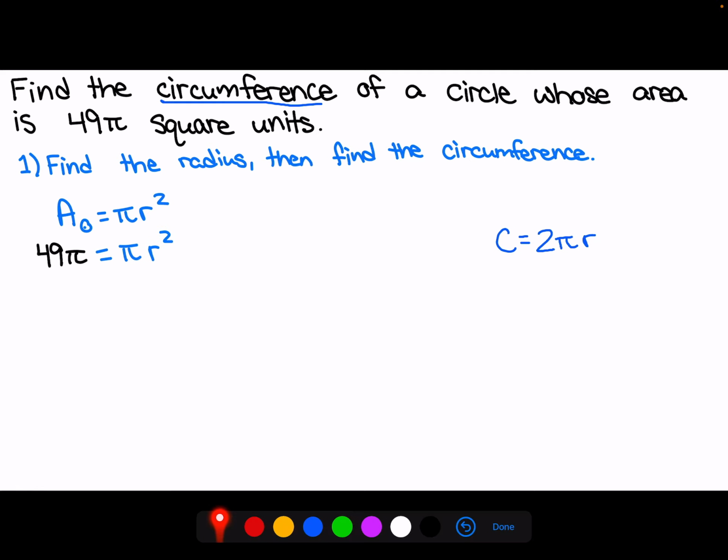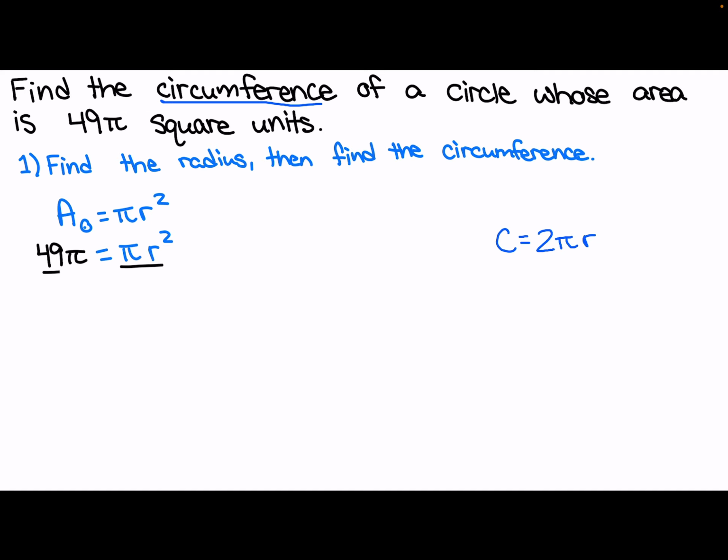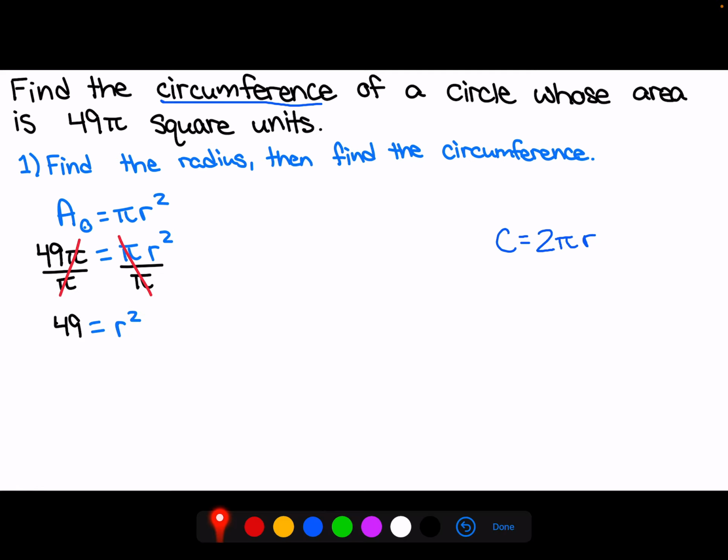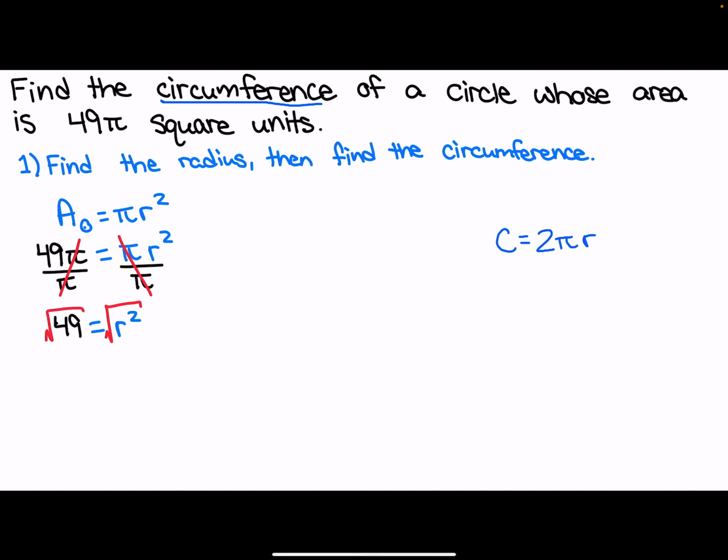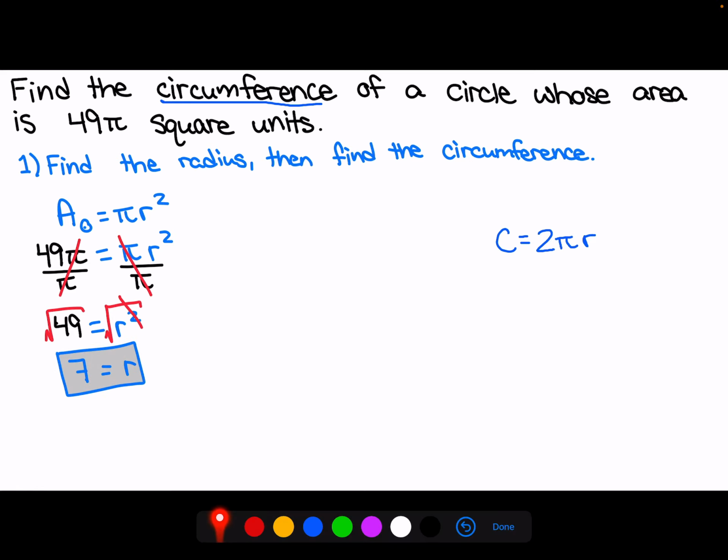At this point, I want to get r by itself. So the first thing I'll do is divide both sides by pi. That'll leave me with 49 equals r squared. The pi's will cancel each other out. Now I want to get r by itself, so I need to get rid of the square. To get rid of the square, we take the square root of each side. The square root of 49 will leave us with 7. So therefore, our radius is 7.